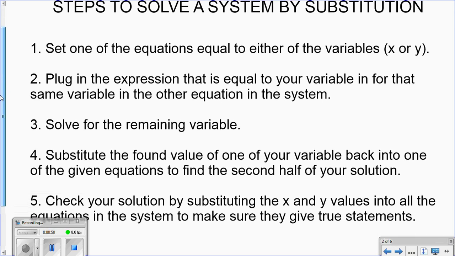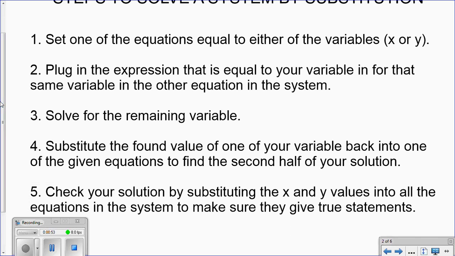You're probably going to have to pause this video. Step 1: Set one of the equations equal to either of the variables. You can set it equal to x or to y, whatever is easier. Plug in the expression that is equal to your variable in for the same variable in the other equation in the system. Solve for the remaining variable.